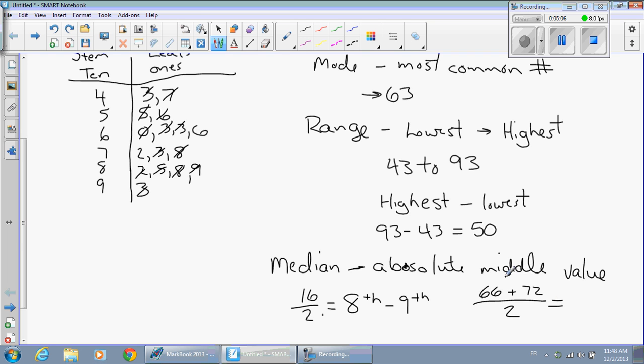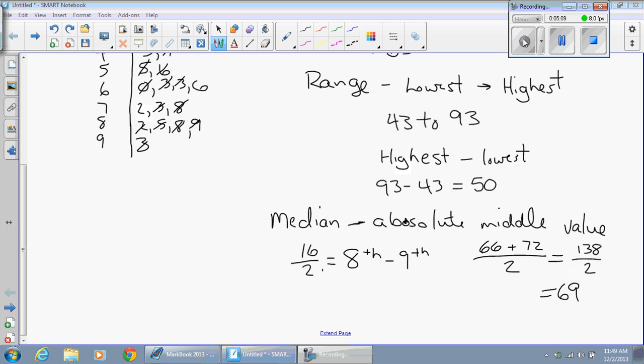In this case, I'm going to pause it and get the calculator out. So when we have an even set of numbers, we have to find in between their absolute middle value and the one right above it, which was 66 and 72, add the two together, 138, and then we divide by 2. So the absolute value was 69.